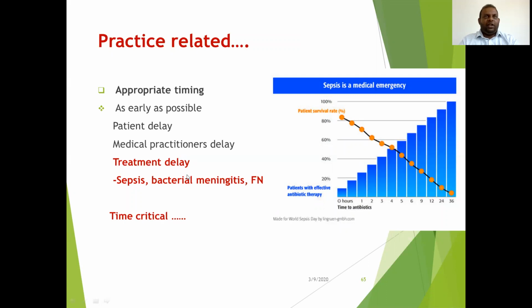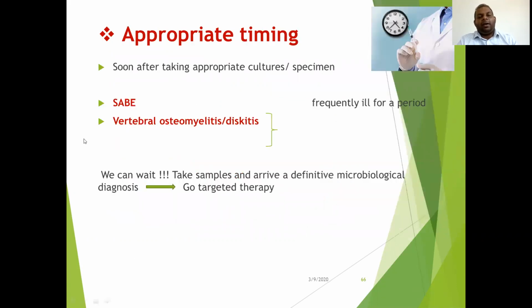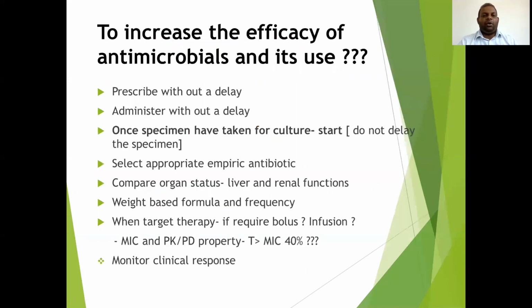Appropriate timing: we can wait. But in sepsis, bacterial meningitis, febrile neutropenia, where the patient is in a medical emergency, we can't wait, we have to give. But in subacute bacterial endocarditis, vertebral osteomyelitis, discitis, we can wait without prescribing antibiotics. We can take the samples, even blood cultures, and in discitis blood cultures plus bone biopsy for histopathology and culture. Then once etiology is established, we can go for therapy.